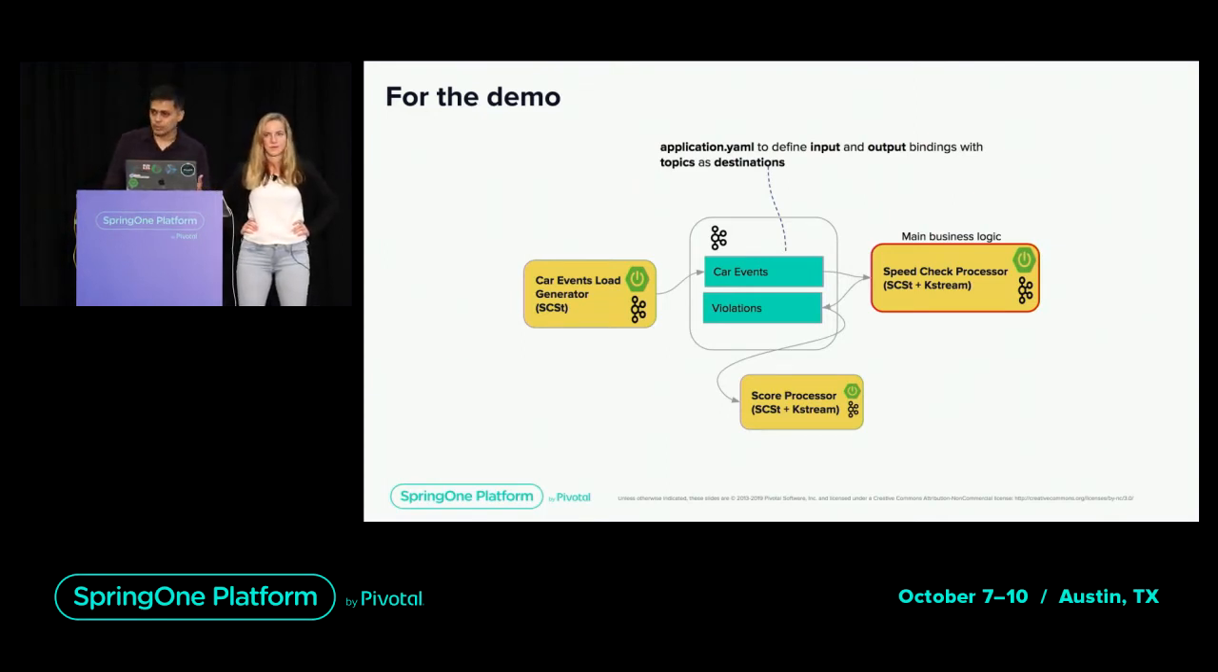Anyone who has seen a Spring Boot project will know what application.yaml means. So we'll use application.yaml to define our input and output bindings. We'll walk through all the code. We'll use this to bind to topics and destinations, basically.